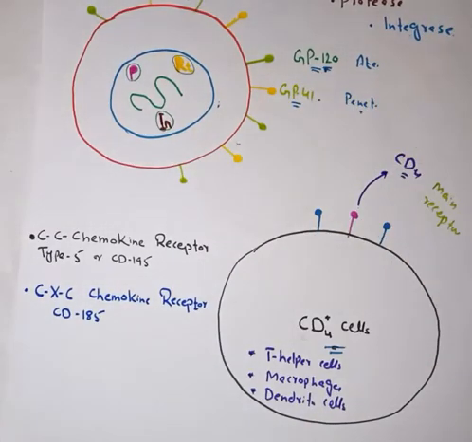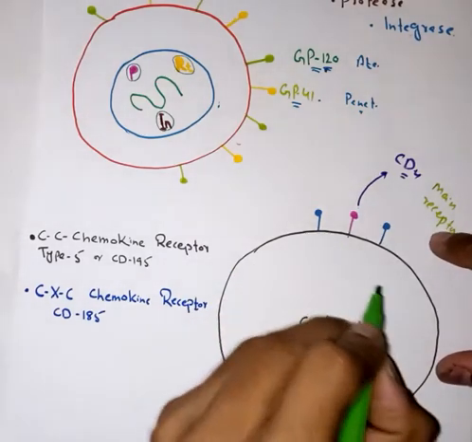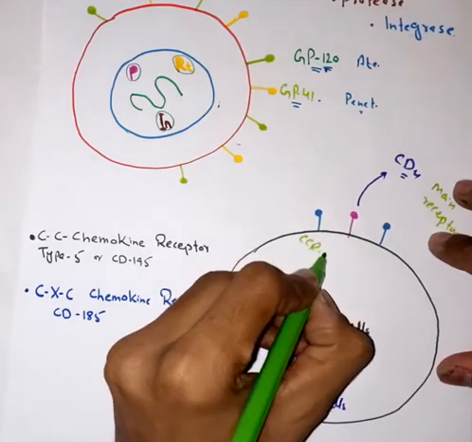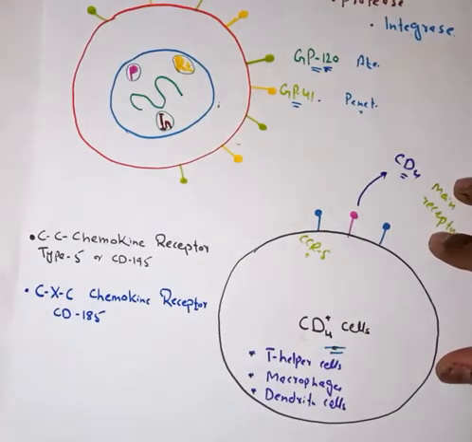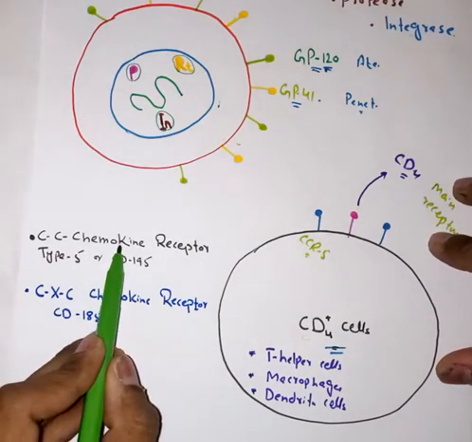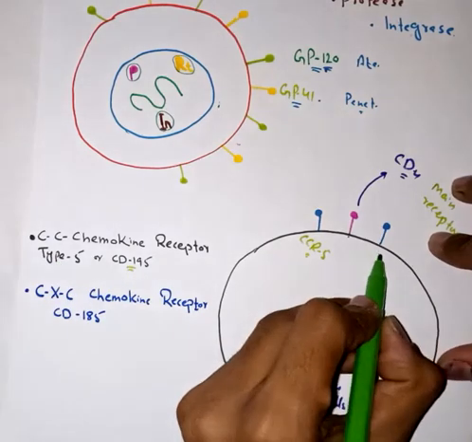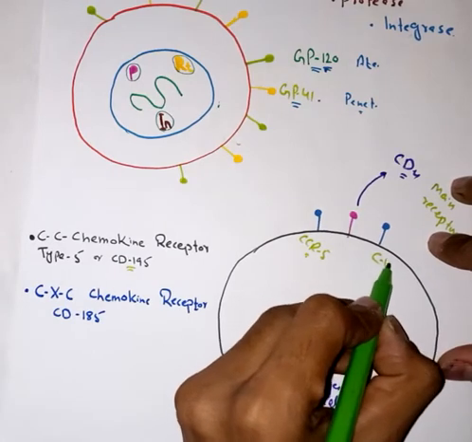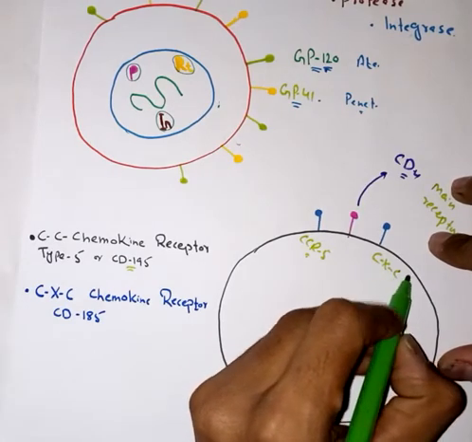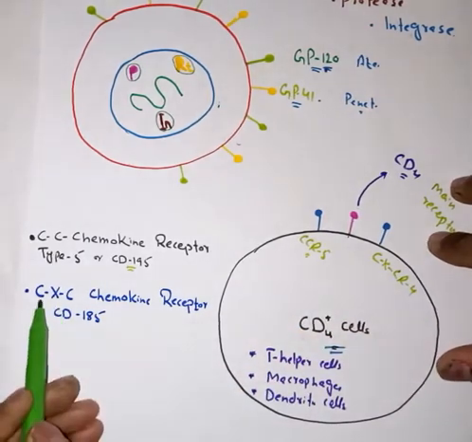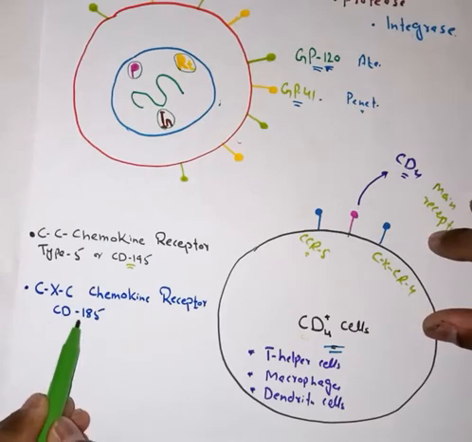But these viruses also need some co-receptor for the infection. And these co-receptors can be CCR5, CC chemokine receptor type 5, also called CD195, or these co-receptors can be CXCR4, CXC chemokine receptor 4, also called CD185.